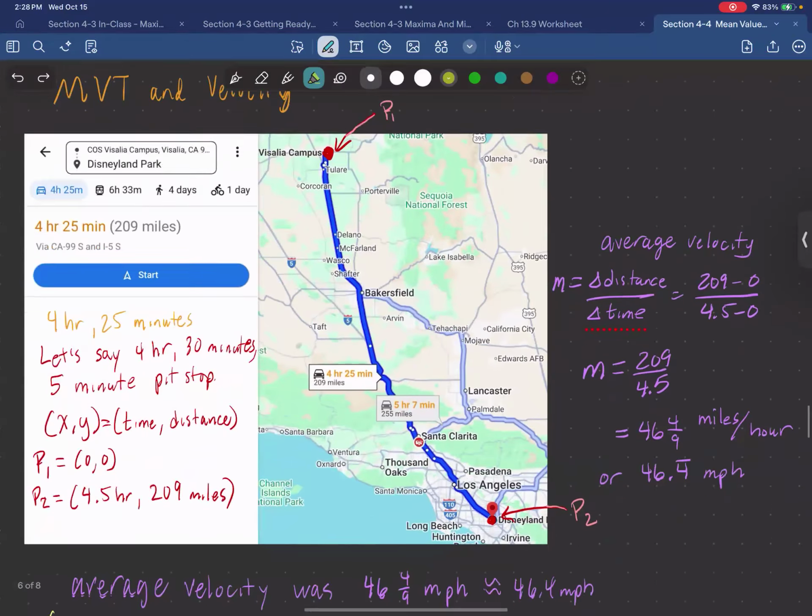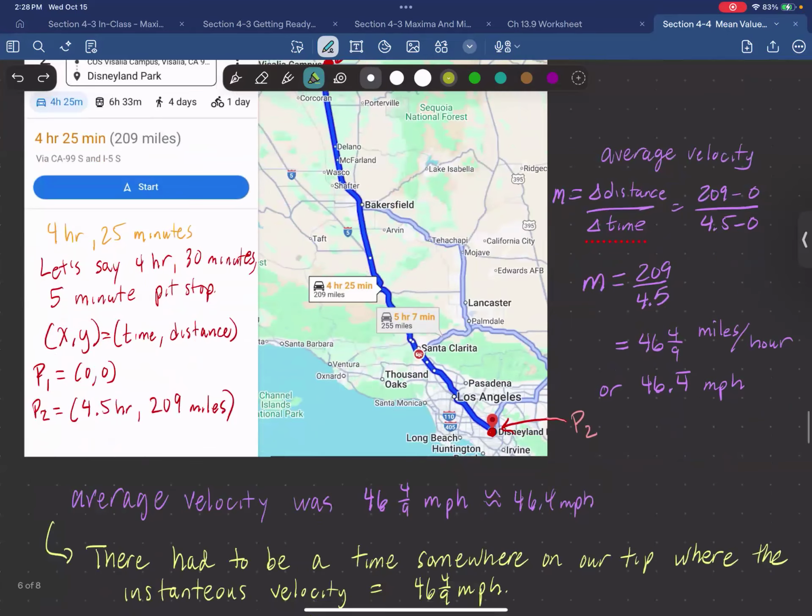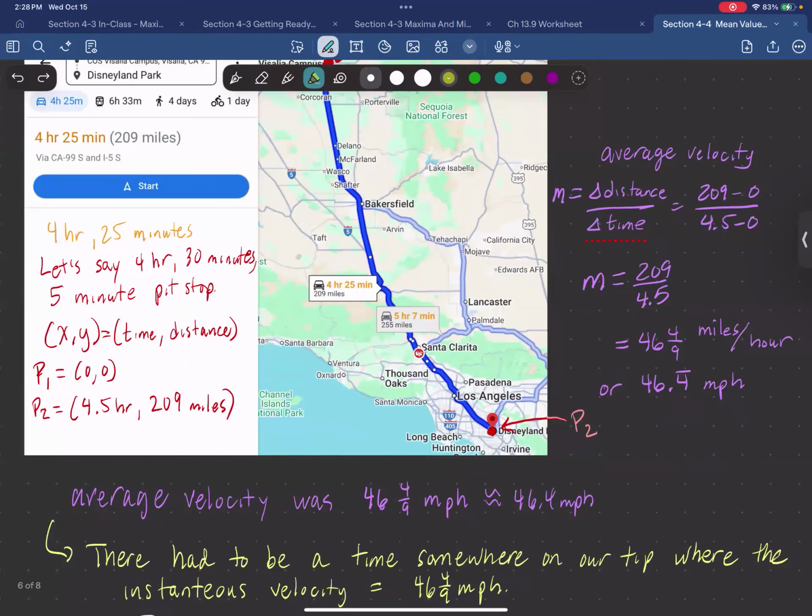So that's an example of applying it, which means the average velocity over the entire trip was 46.4 miles per hour. That's what my car is going to tell me when I'm driving. That means there had to be at least some point in time on the drive where I was going exactly 46.4 miles per hour. I may have sped up to 70 miles an hour, but there were times where I was going slower, like when I took the surface roads and exits. So there's at least some point.